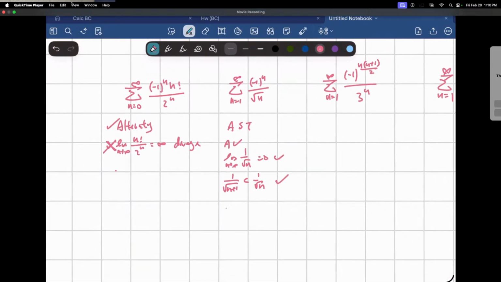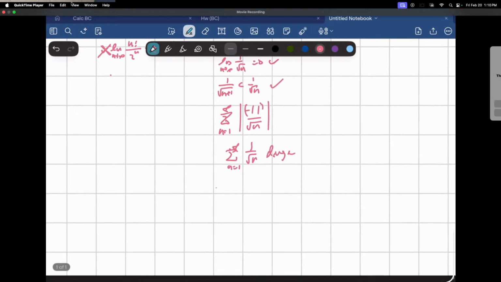However, if you take the absolute value on it, what will happen? Absolute value of negative 1 to the n over square root n is going to be 1 over square root n. P series says this diverges. So this is conditional.